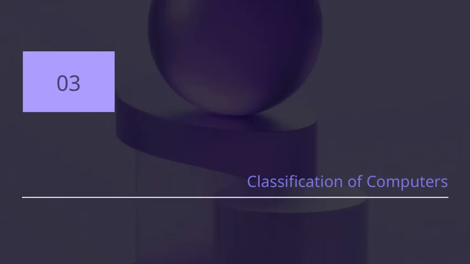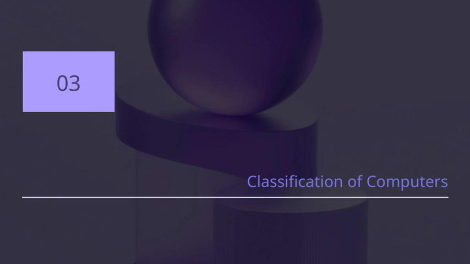Let's take a closer look at the classification of computers. As you can see, computers are categorized based on their size, power, and purpose. This classification helps us understand the different types of computers and how they fit into various applications. Starting with the smallest, we have microcomputers, which are what most of us use daily, like desktops, laptops, and tablets. These are designed for individual use and are very versatile.